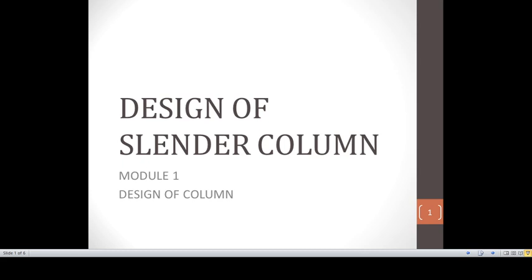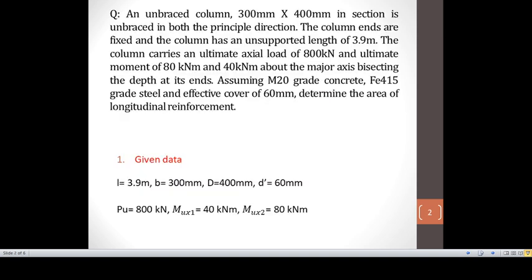Hello students. This PPT explains the second question given in the handwritten note. The first question was about how to check the adequacy of a given design of the slender column. And this particular question is dealing with the design of a slender column for the given data.